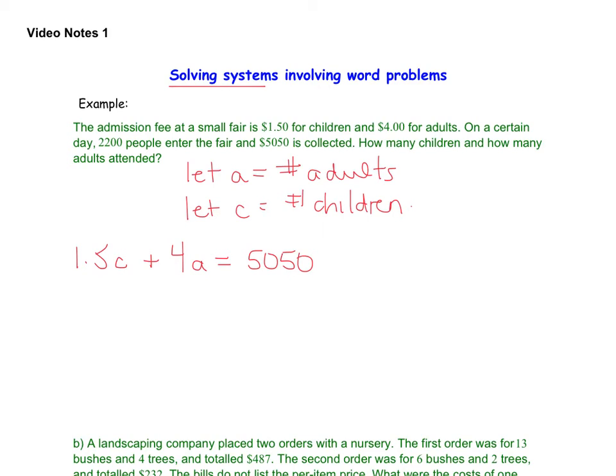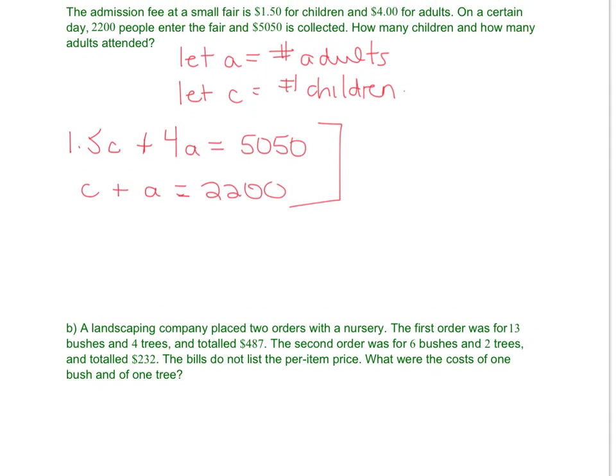The next one is the number of people. Do we know how many children went into the fair? No. Do we know how many adults? No, but we do know that there was a total of 2,200 people. Oh, would you look at that? I have 2 general form equations. Hooray. You can also, if you want, move it around and use substitution, but for us we'll use elimination method because we have 2 general forms.